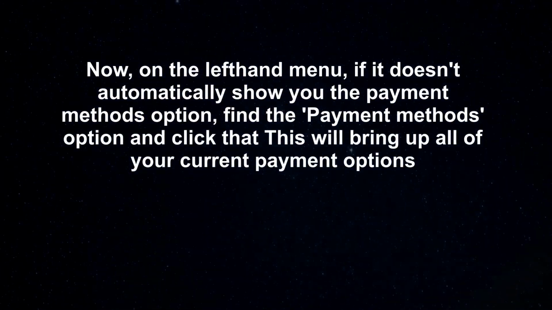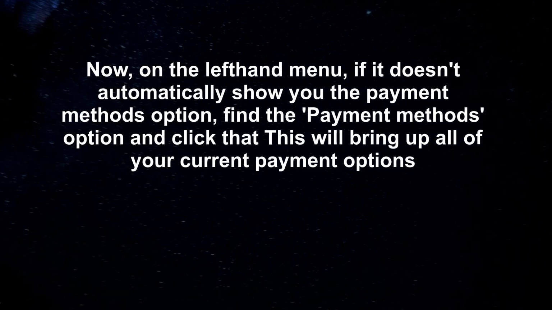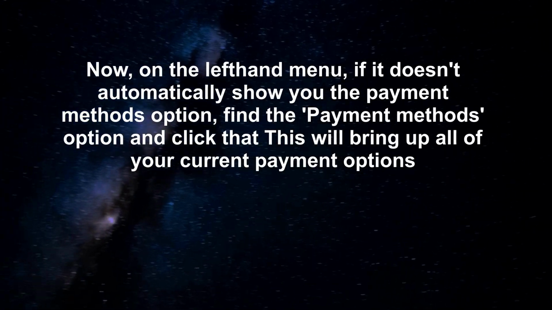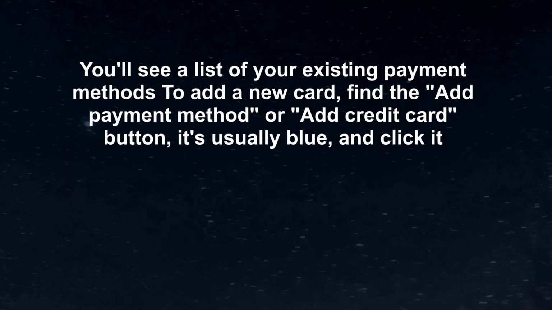Now, on the left-hand menu, if it doesn't automatically show you the Payment Methods option, find the Payment Methods option and click that. This will bring up all of your current payment options. You'll see a list of your existing payment methods.